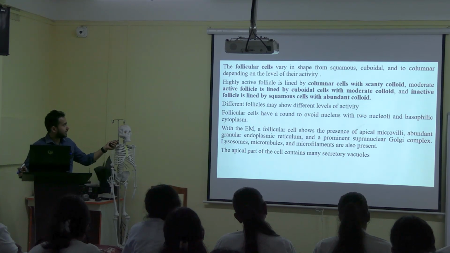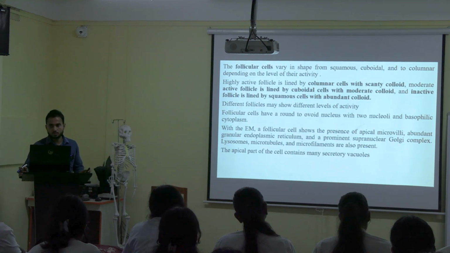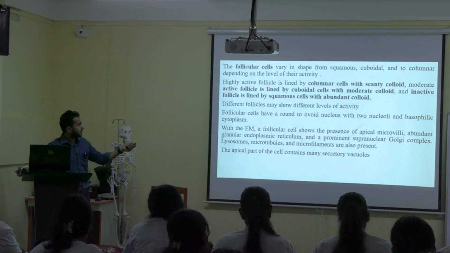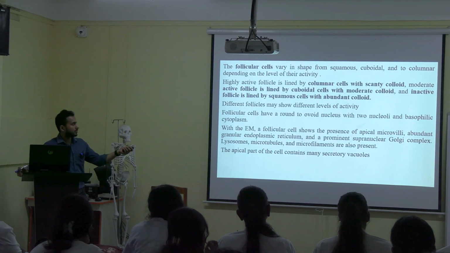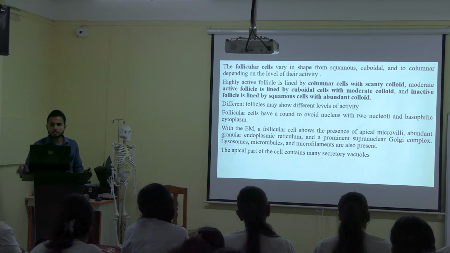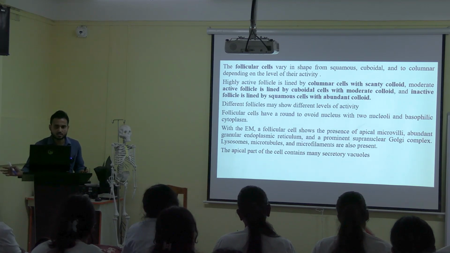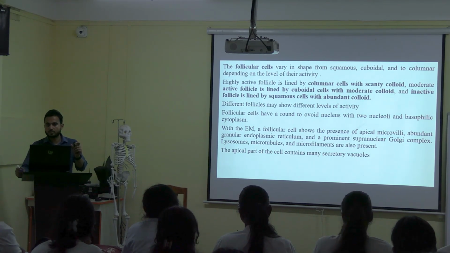Next, when it is moderately active, the follicle is lined by cuboidal cells and has moderate colloid. Okay, when it is moderately active, at that time cuboidal cells and a moderate amount of colloid is present. And when it is inactive, that means no secretion is taking place, at that time you can see it is lined by squamous cells and full of colloid is present. Okay, so this is very important. So depending on the activity of the follicle, the shape, or you can say the lining epithelium of the follicle changes, and along with that the amount of colloid which is present also changes. Okay, so this is very important, and these things are asked during the time of exam.